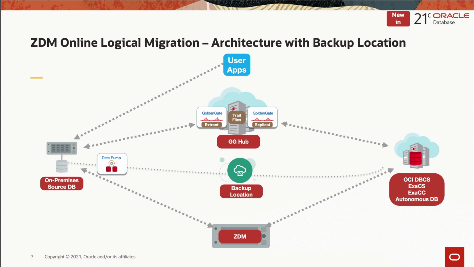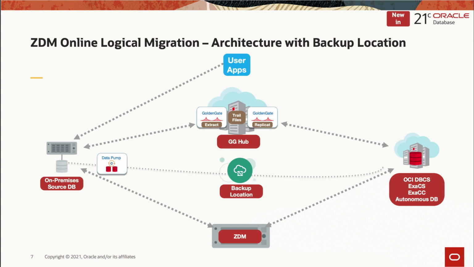So here we have the architecture for online logical migration with zero downtime migration. We have on the bottom a ZDM service or server node where ZDM is installed. This server is running on an Oracle Linux 7 OS, and it can be deployed anywhere. You can install this on a virtual machine in Oracle Cloud Infrastructure, or you can set up a VM on your source database server, or set up a VM on your target database server. That's all fine. We just require for it to be running on Oracle Linux 7.